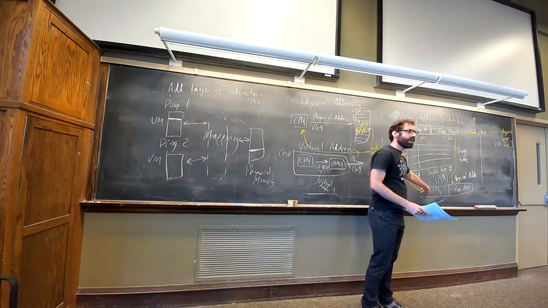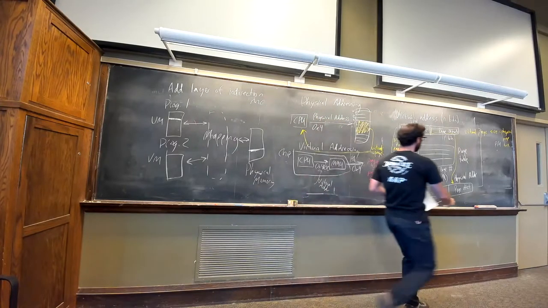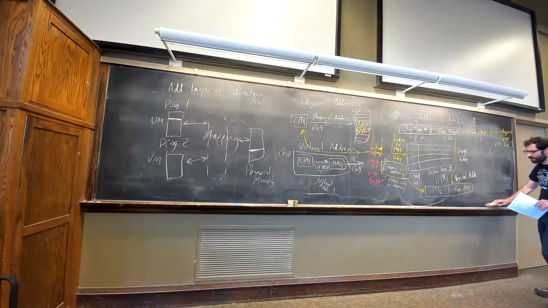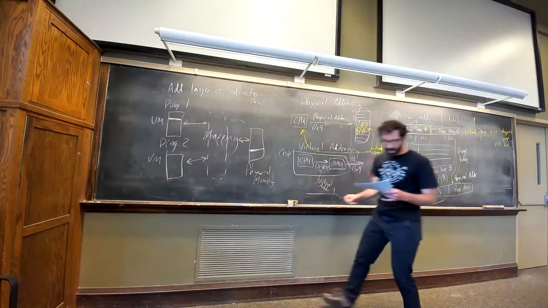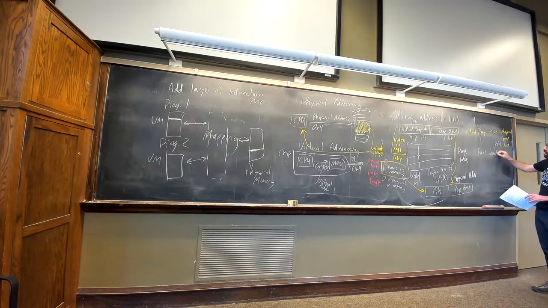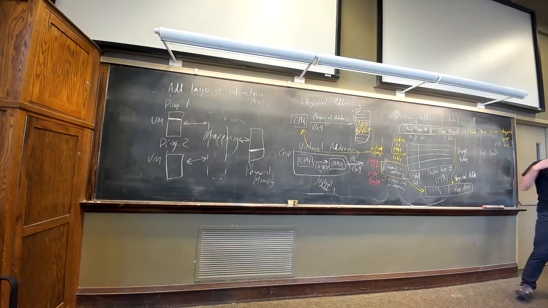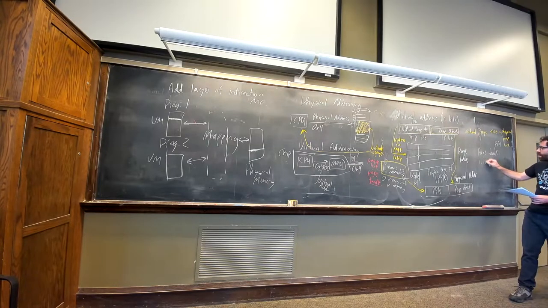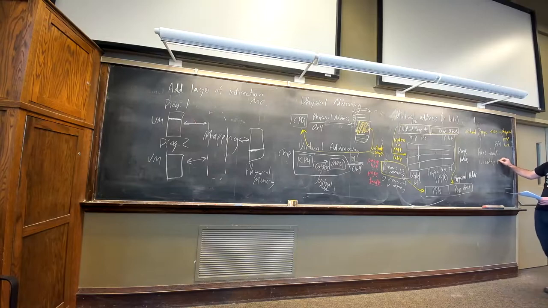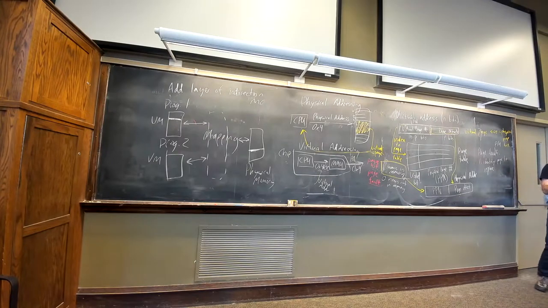So this is what happens when we get a page hit, when it is in memory. When we have a page fault, the system does the following steps. If our physical memory is full, we will need to identify the page that we're going to replace.